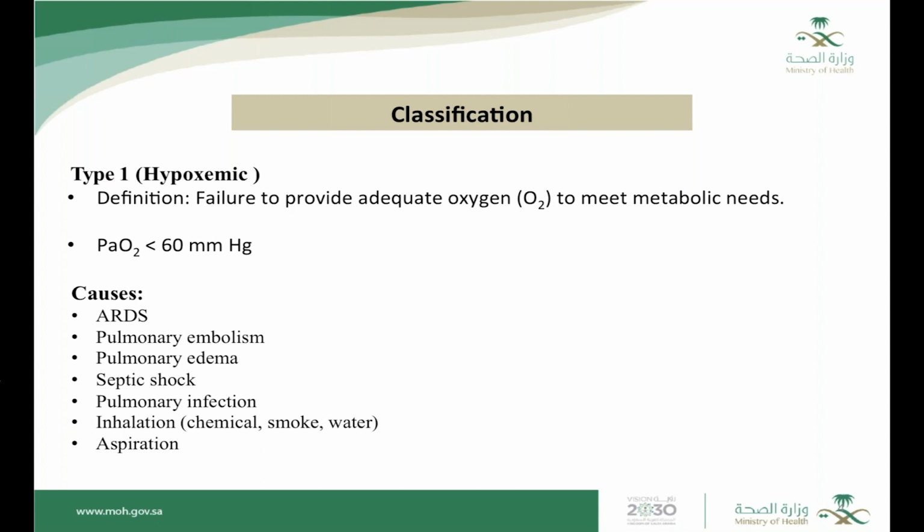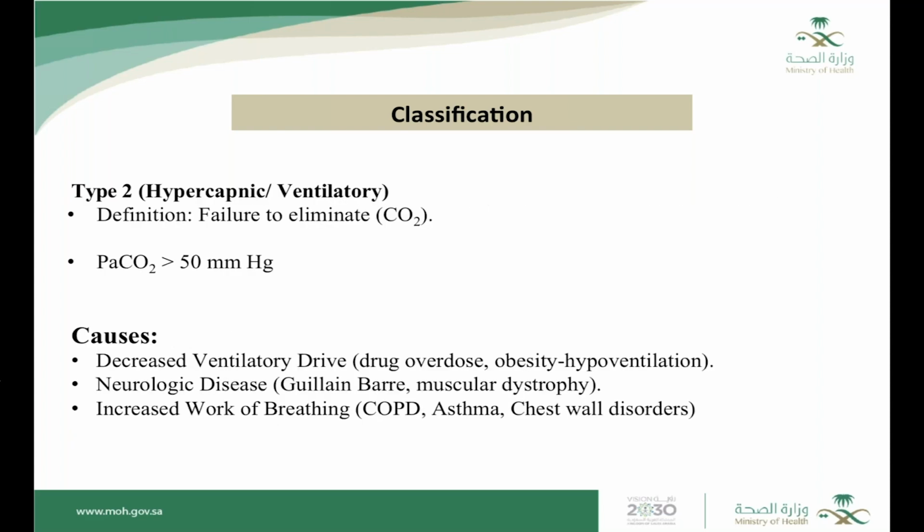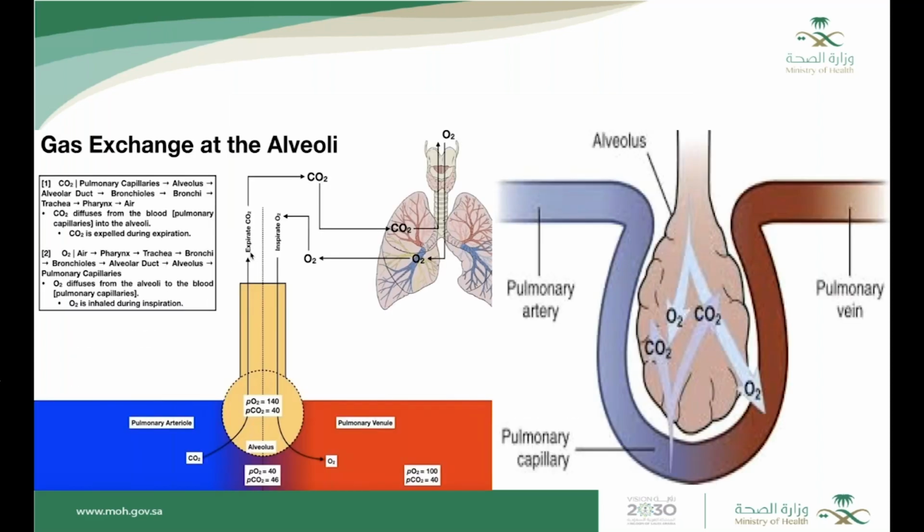So type 1 is known as hypoxemic, which means failure to provide adequate oxygen to meet the metabolic needs. What are the causes here? ARDS, pulmonary embolism, edema, septic shock, infection, inhalation, aspiration. It's too many things to be honest, and we will try to simplify it. We will go here to see the structure of the respiratory system, trying to understand the basics first.